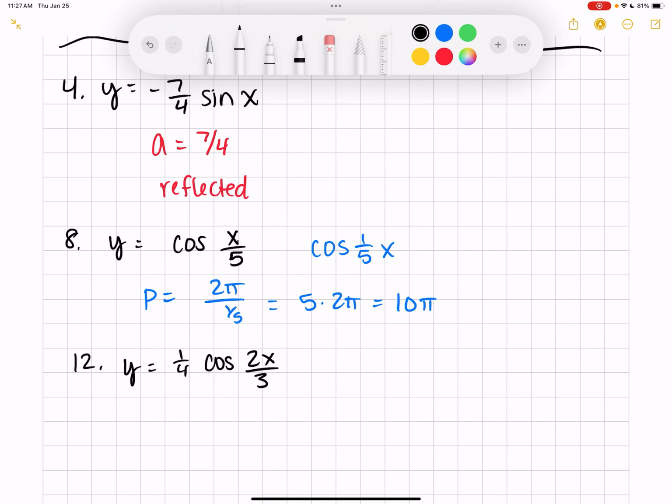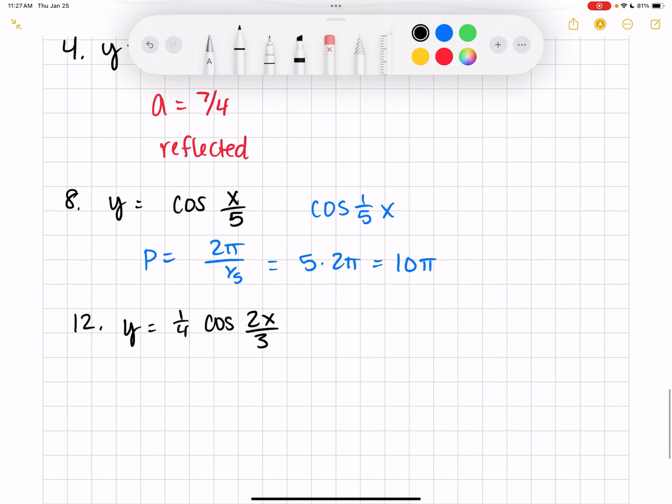Alright, so this one, 1/4 cosine of 2x over 3. What do we know about this one? Okay, so the amplitude is 1/4. Period. So that's 2 pi over 2/3, which is going to be 3 pi.